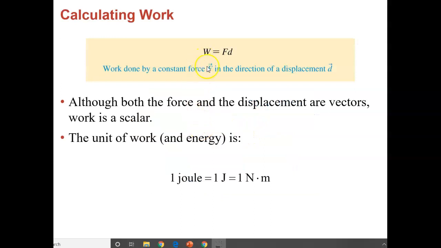Okay, so work. The main equation for work is force times distance: work done by a constant force in the direction of a displacement. The unit of work is a joule, which is also a newton meter. So newtons of force times meters of distance gets you a joule of work, also joules of energy. The more force you apply, the more work you do. The farther you make something go, the more work you do.